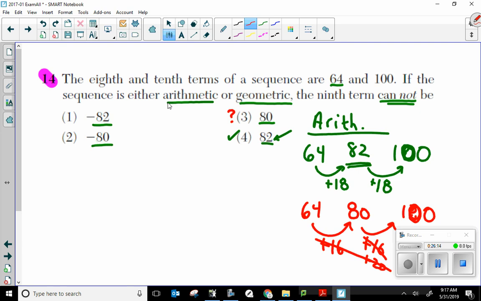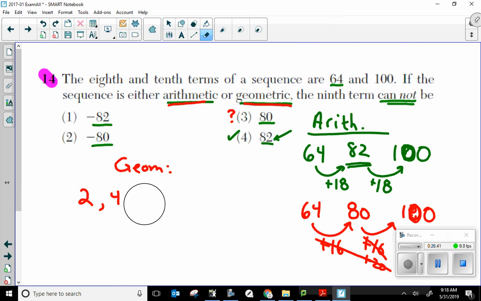All right, so let's try geometric. Let's see if 80 actually works in geometric, because it can be either one, right? So now for geometric. Geometric means I multiply by the same amount every time. So geometric would be like if I have 2 and I multiply by 2, I get to 4. I multiply by 2 again, I get to 8, 16, and so forth. You are not adding. You have a common factor. So let's do 64.